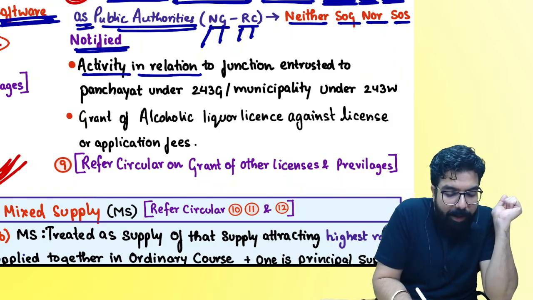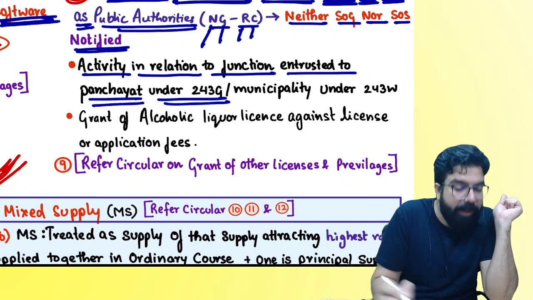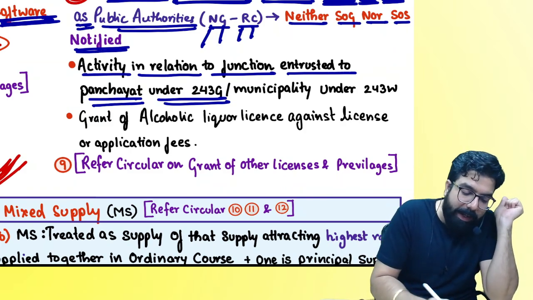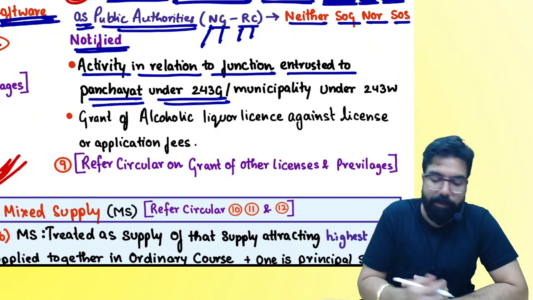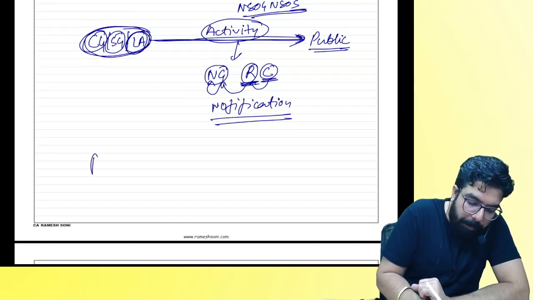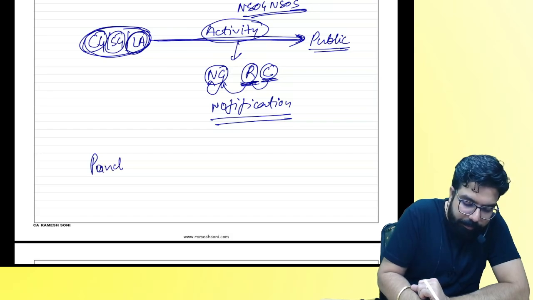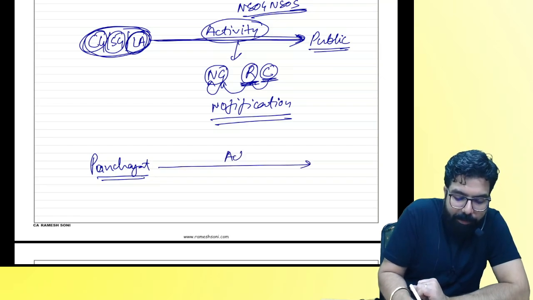Activities in relation to a function entrusted to a panchayat under 243G. Everyone, what do you mean by this? You know, a local authority is a panchayat, right? The panchayat has to do the activities which are told under 243G of the Constitution.